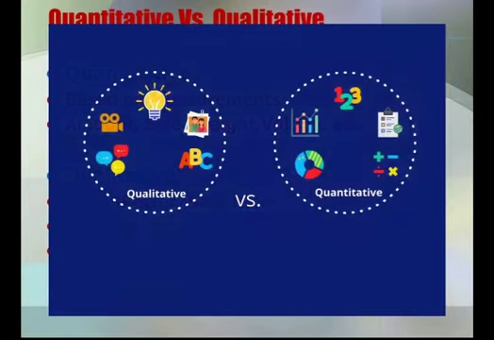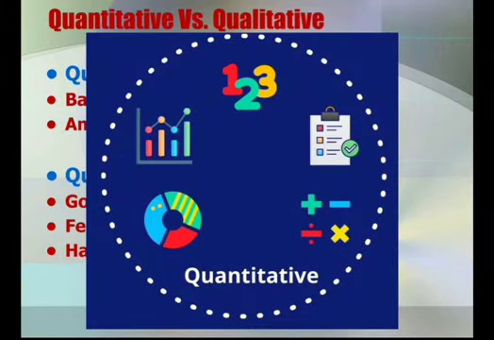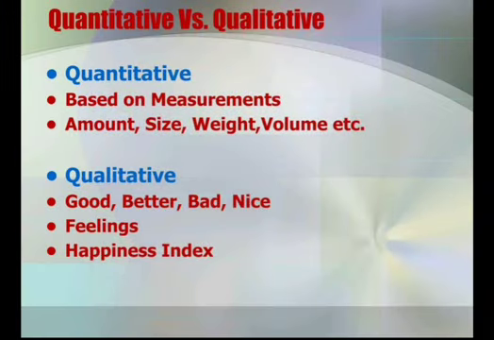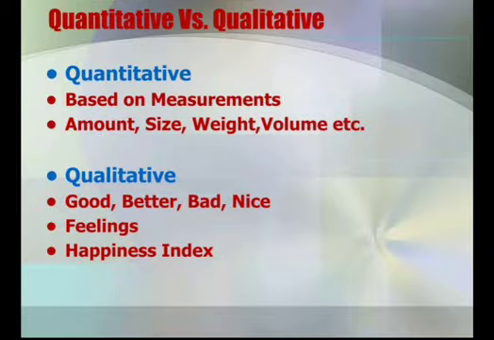This slide compares quantitative and qualitative research. Quantitative research deals with measurements such as size, weight, amount, and volume. It mainly focuses on numerical data and statistical analysis. Qualitative research, on the other hand, studies feelings, opinions, experiences, and qualities such as happiness or satisfaction. Both methods are important depending on the objectives of the research.